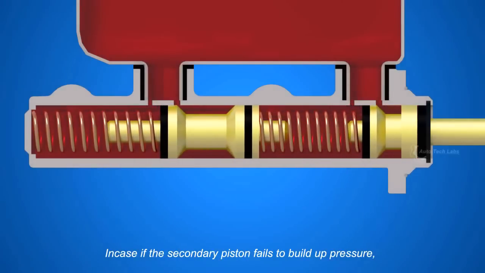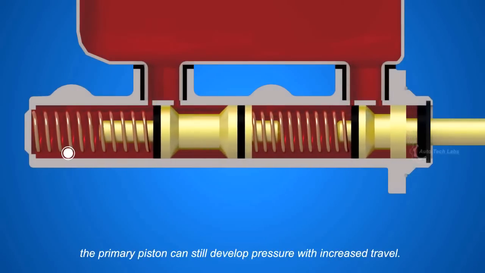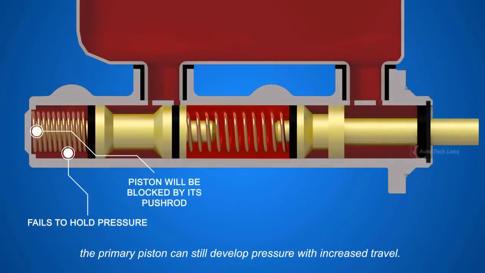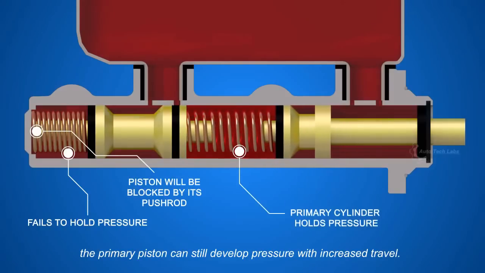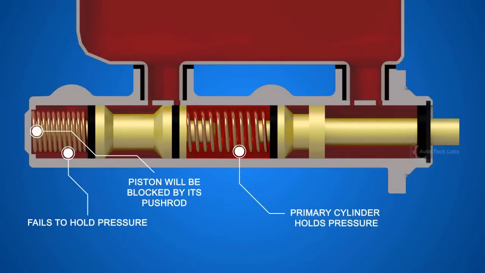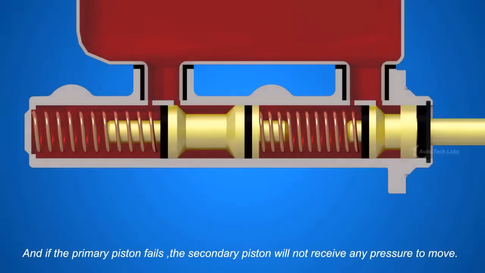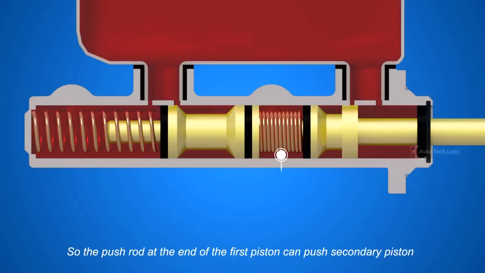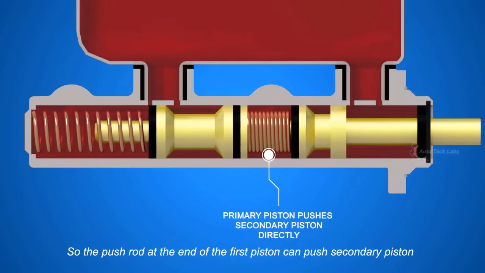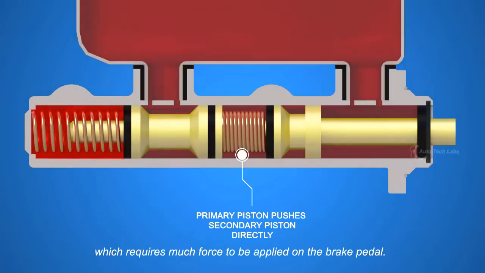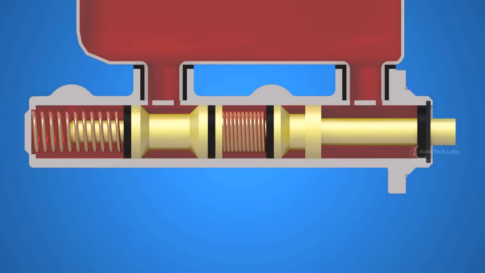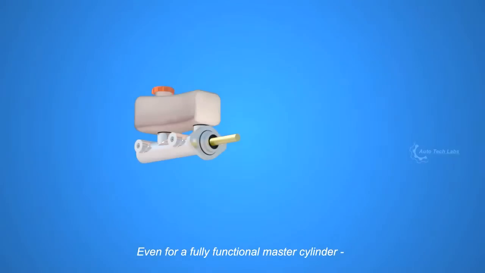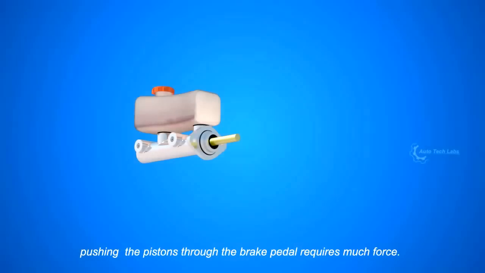In case the secondary piston fails to build up pressure, the primary piston can still develop pressure, with increased travel. And if the primary piston fails, the secondary piston will not receive any pressure to move. So the push rod at the end of the first piston can push the secondary piston, which requires much force to be applied on the brake pedal. Even for a fully functional master cylinder, pushing the pistons through the brake pedal requires much force.